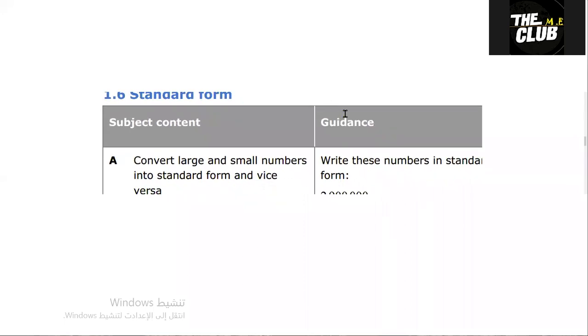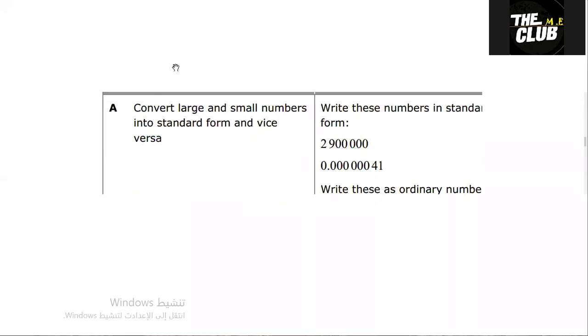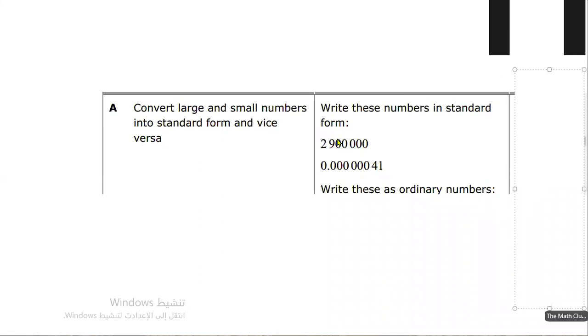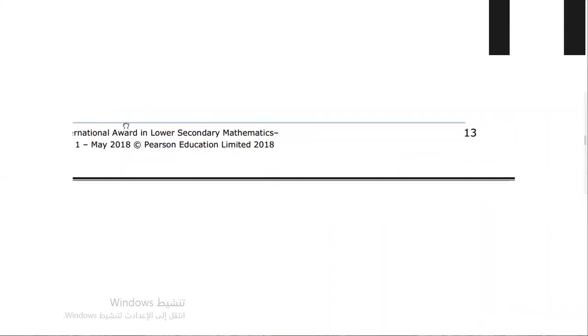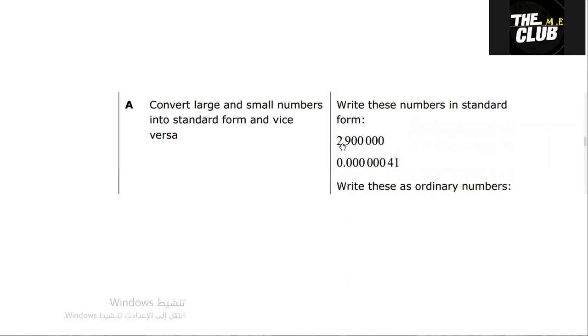Standard form now. No more questions about numbers. Now standard form. Standard form is easy. This is 2.9 times 10 to the power of 6. Convert small numbers into standard form and vice versa. Okay, write these numbers in standard form. This one is going to be 2.9, and I'm going to take the decimal from here. Now count 1, 2, 3, 4, 5, 6. So it's going to be 2.9 times 10 to the power 6.